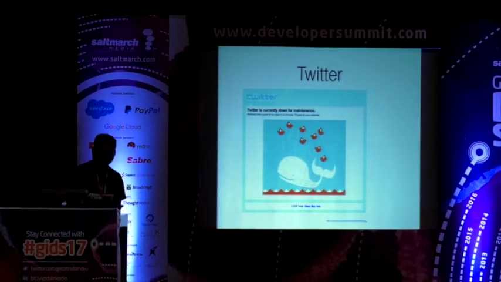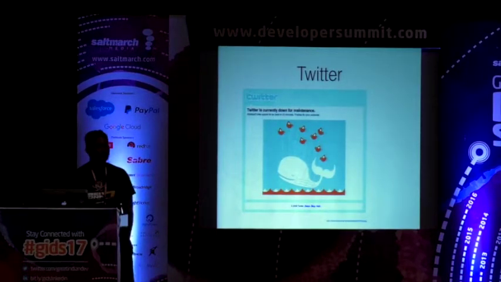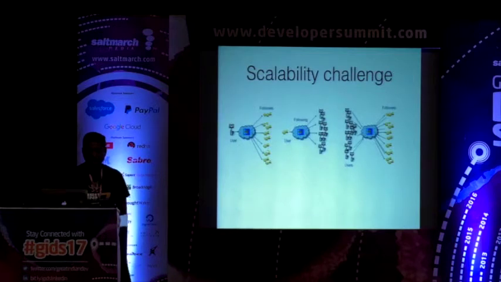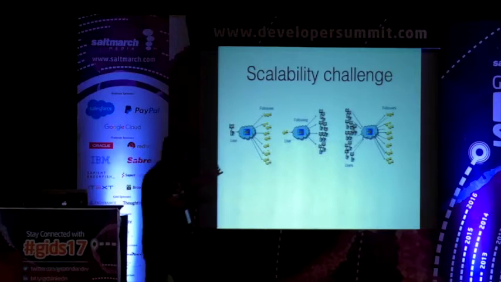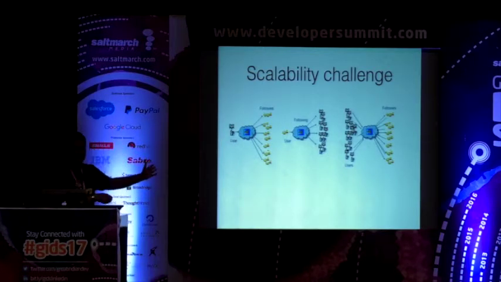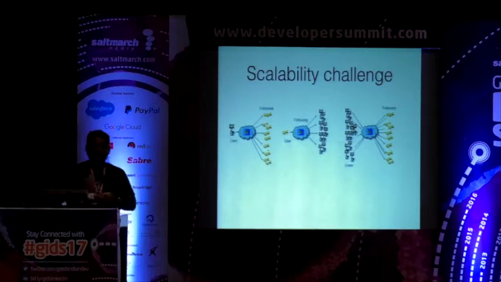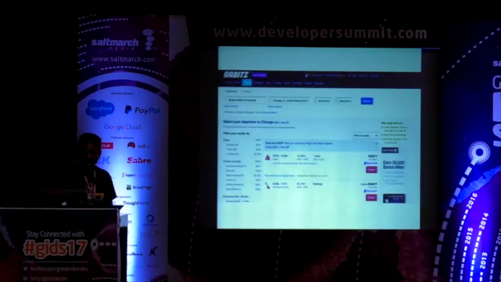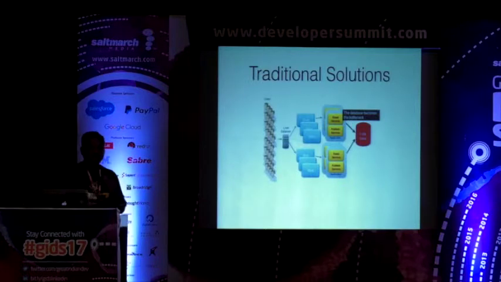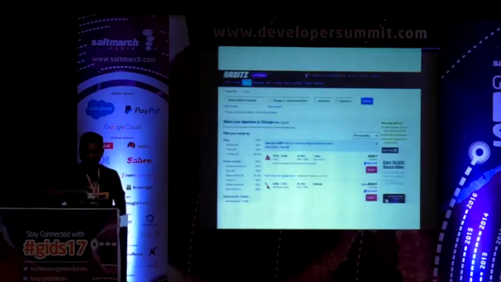Twitter is the same thing. Twitter went down quite a few times. So what's the real problem is that the scalability challenge comes in. When you're scaling your application, this is a small app, but when the followers increase in this case, it's going to take more time to return that same value. So to do that, you have to build the application which is scalable.